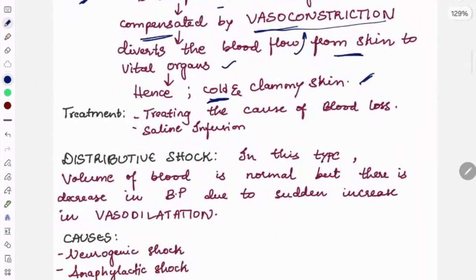Now, in the exam, in a clinical case, they'll ask you the treatment also along with the diagnosis. So you can simply write the treatment for the cause of the blood loss. If the blood loss is due to hemorrhage, or due to accidents, then the treatment will be different. First they have to apply pressure to the site of bleeding. This is the treatment. So treatment varies depending upon the cause of the blood loss. Saline infusion is the most common treatment that is given in hypovolemic shock. So this is about hypovolemic shock.